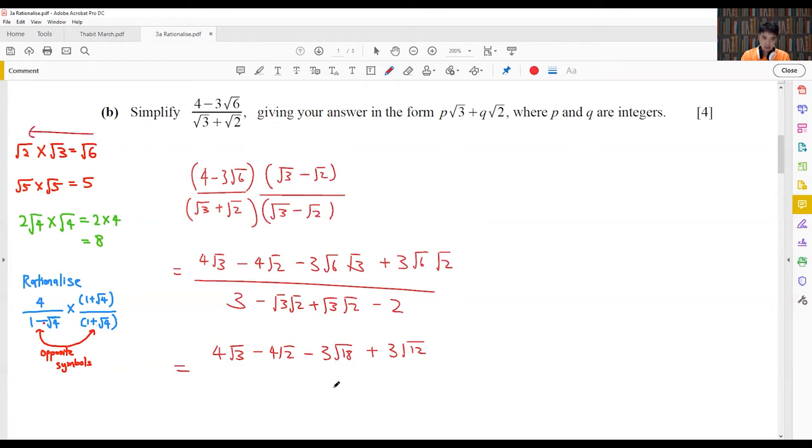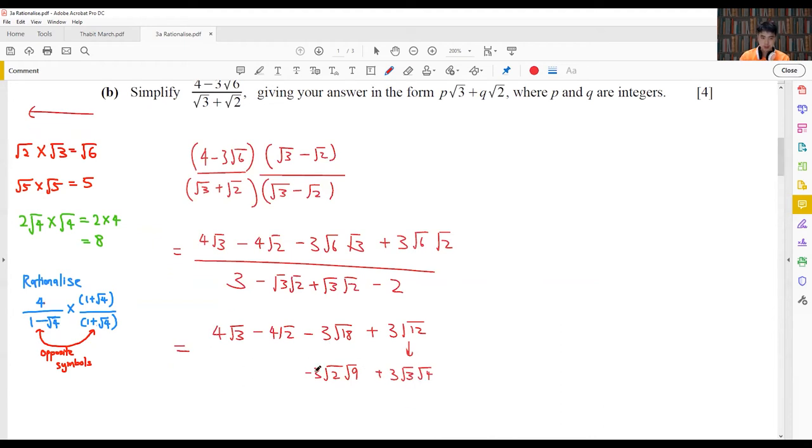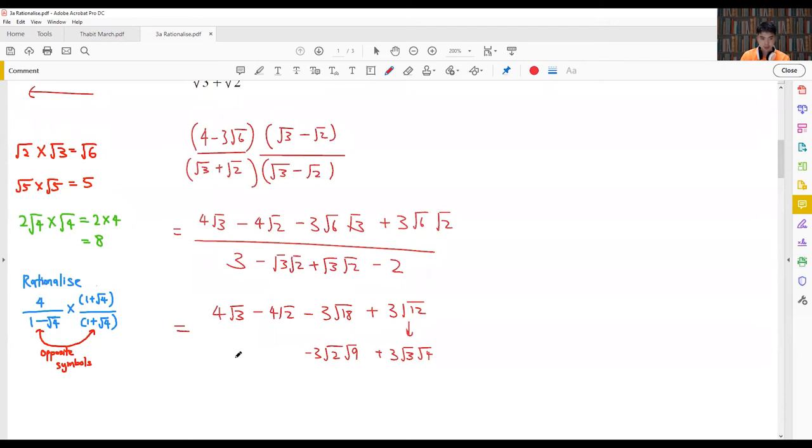√18 can be changed into √3 times √6. Maybe not. Maybe √2 times √9. Okay, so I'll just leave that. Change this into this because they are the same value, and change this into plus 3 √3 √4. Okay, this is still the same value here, isn't it? But once we've changed it to this value here, we could actually further simplify the equation.